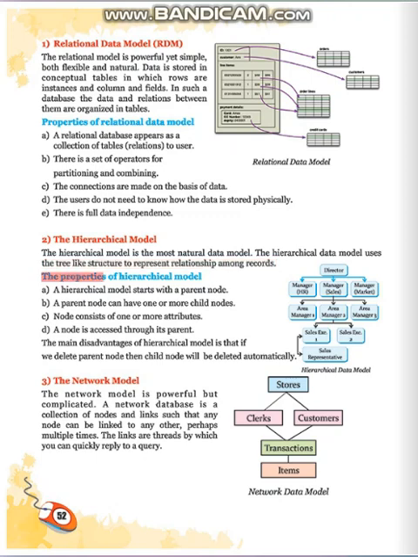The properties of hierarchical model. A hierarchical model starts with a parent node. A parent node can have one or more child nodes. Node consists of one or more attributes. A node is accessed through its parent. The main disadvantage of hierarchical model is that if we delete parent node, then child node will be deleted automatically.